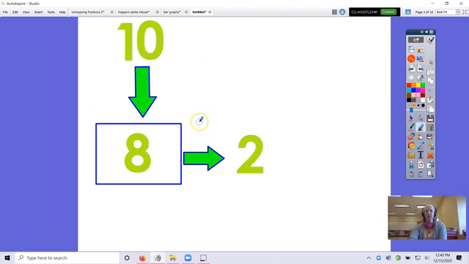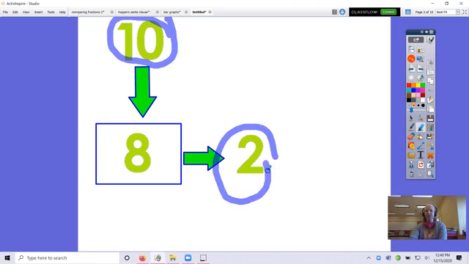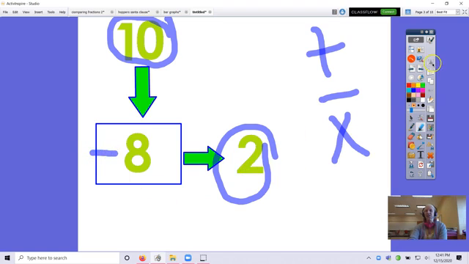All right, let's try another one. Let's see if you can guess what I did. I started with 10 and I ended with 2. How did I do this? What did I do to that 8? Did I add it? Did I subtract it? Or did I multiply it? What do you think? If you chose I subtracted 8, you are exactly correct.